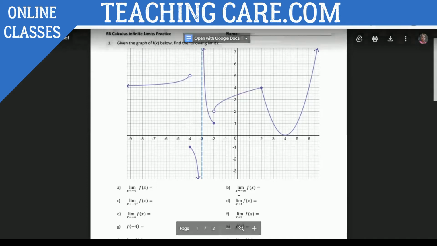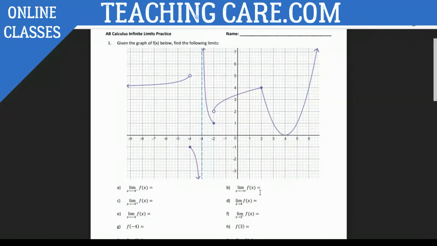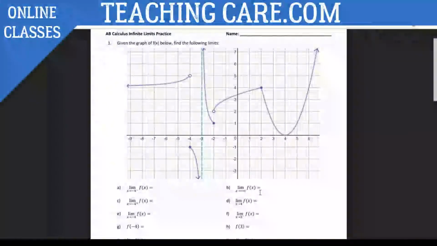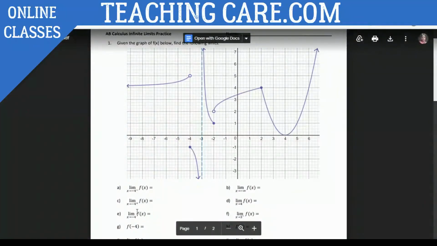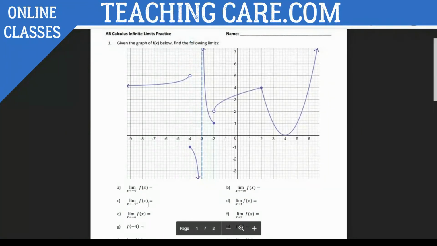B. Limit x approaches negative infinity f of x. So this side. As x approaches negative infinity, it's going to be 4. Yes, correct. Next one. Limit x approaches negative 4 plus f of x. So that's -1. Yes, correct. Next.